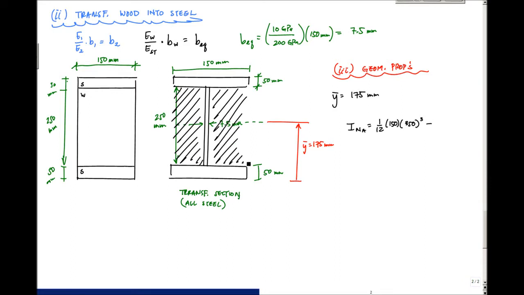The reason I can just subtract the holes is because the centroid of this large rectangle and the centroid of these holes are at the same location. So I have this minus 2 times 1/12 times the base of each hole, which is 150 minus 7.5 divided by 2, or 71.25 millimeters, times the height of the hole, 250 millimeters cubed. If I calculate all that out, I get the area moment of inertia as 3.504 times 10 to the 8th millimeters to the 4th.